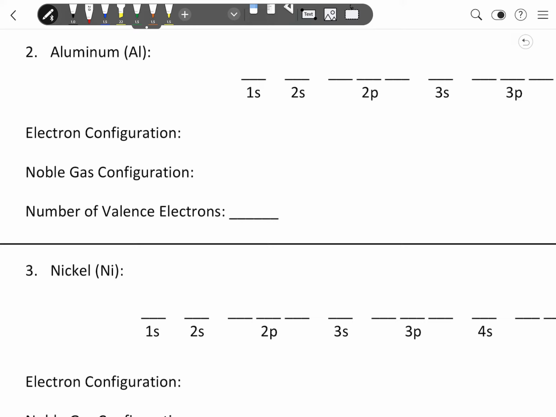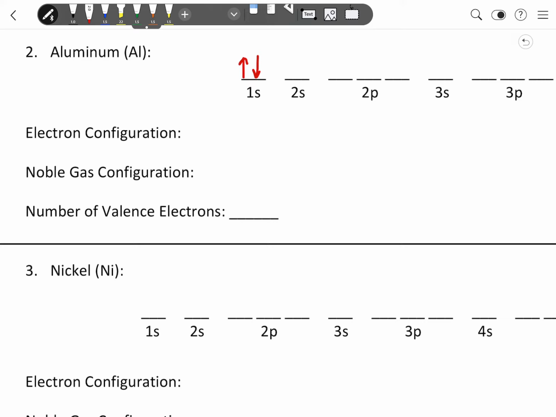So 1s, that's our line, these two houses we're passing. How many electrons are in these two houses? 2. So I'm going to draw 2 arrows. My first one always has to go up, and then my second one's going to go down, because each square we pass has an electron. So I'm passing hydrogen and I'm passing helium.